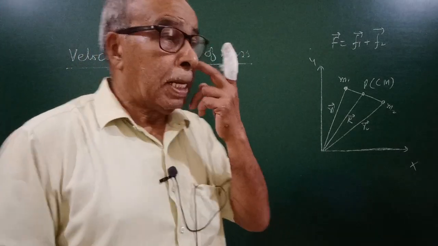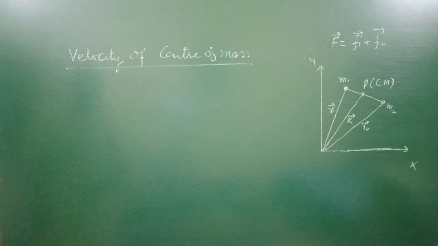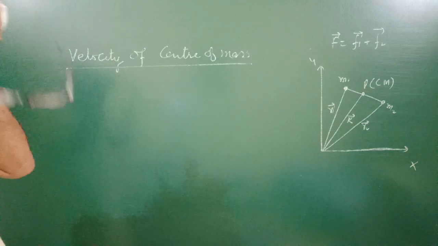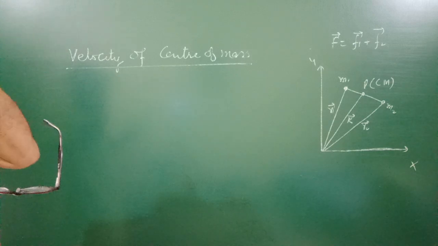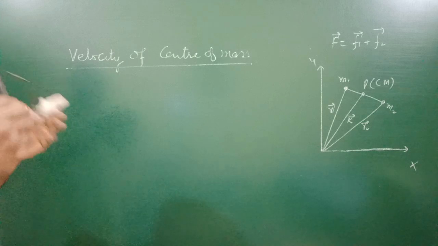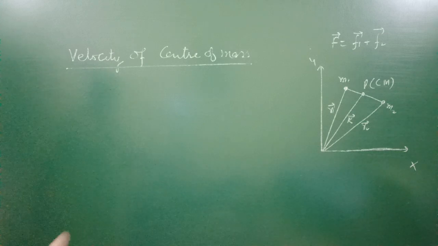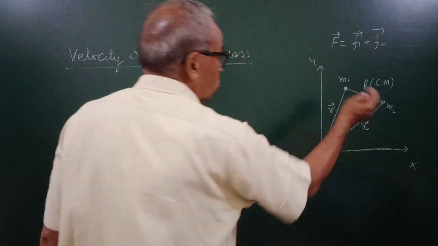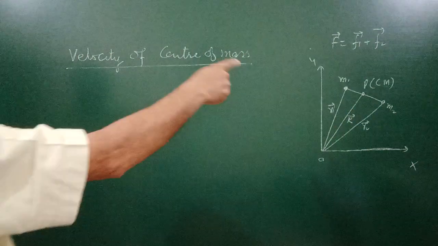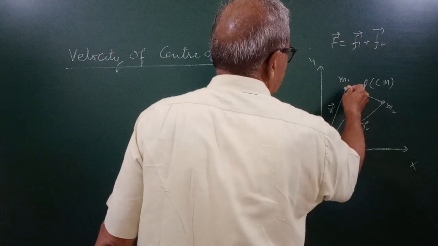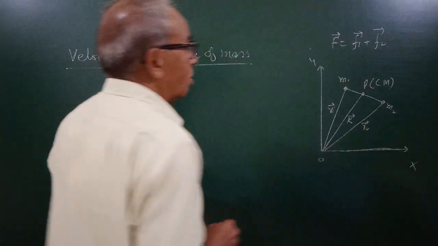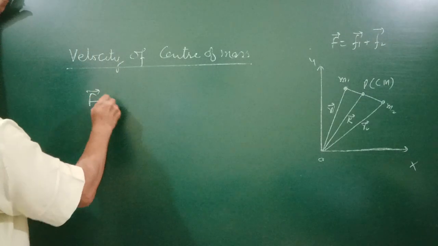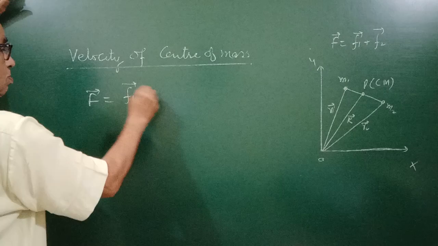Yes, students, I come here for velocity of center of mass. We have obtained in the last video the coordinates of center of mass and position vector of center of mass, etc. Again, from the figure, if masses m1, m2 are there, and F1 and F2 are the forces acting on masses m1 and m2, then we can write the total force on the system as F1 plus F2.